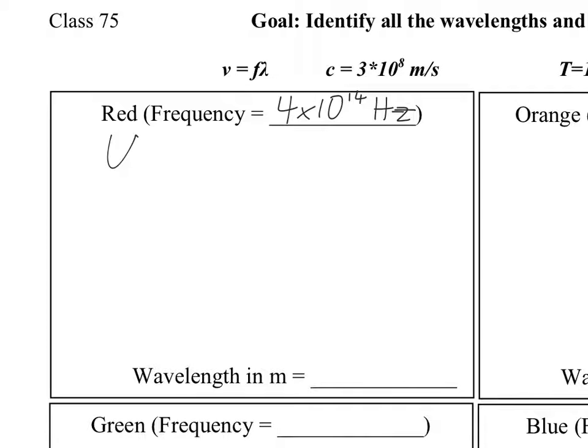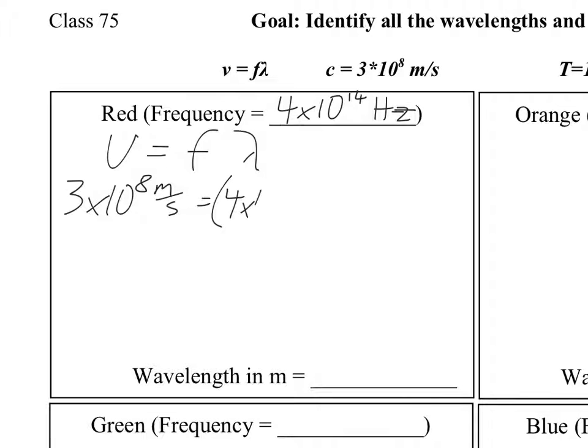So we start with v equals f lambda. v, remember, is 3 times 10 to the 8th meters per second. That's the speed of light. f, we just chose 4 times 10 to the 14 hertz. Now remember, that can be different from one of your friends because we just chose this number. They could have chosen another number in that range, times lambda.